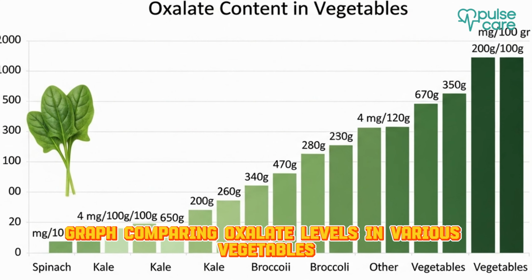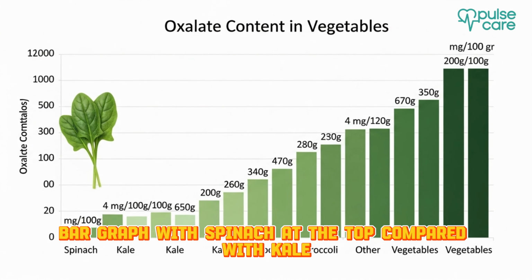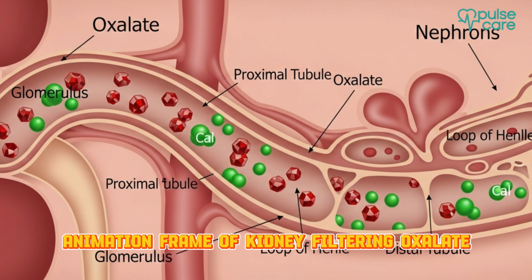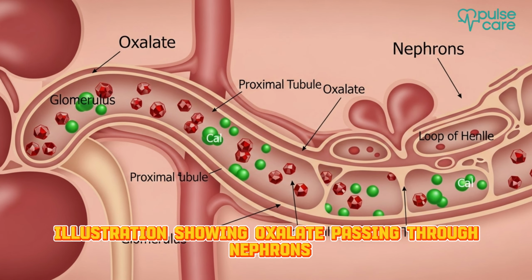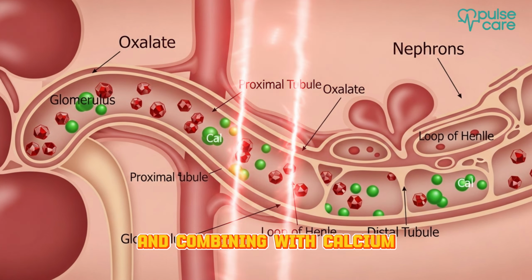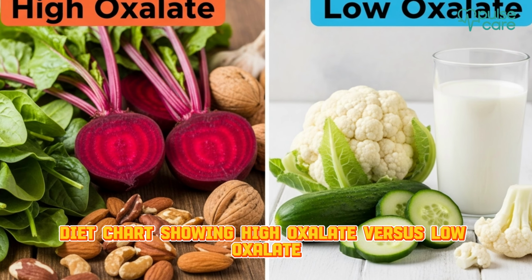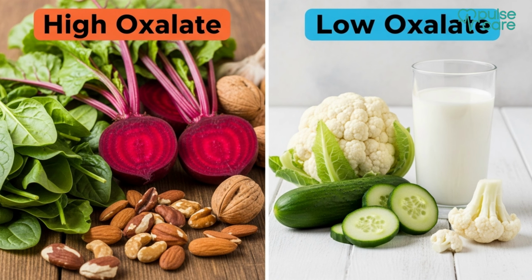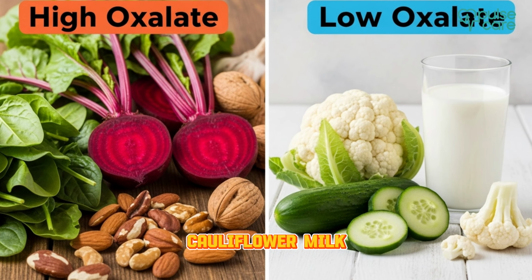Graph comparing oxalate levels in various vegetables. Bar graph with spinach at the top compared with kale, broccoli, etc. Animation frame of kidney filtering. Oxalate illustration showing oxalate passing through nephrons and combining with calcium. Diet chart showing high oxalate versus low oxalate foods. Split panel image: spinach, beets, nuts versus cucumber, cauliflower, milk.